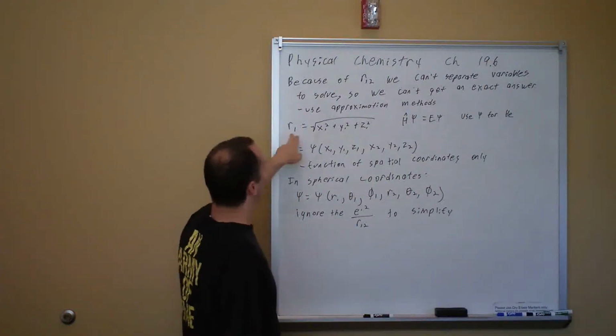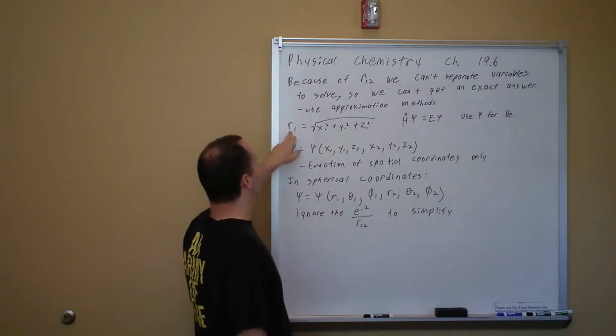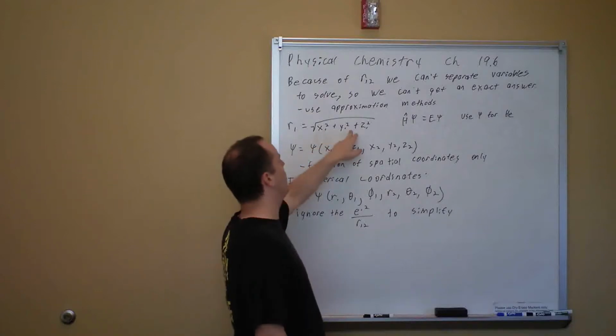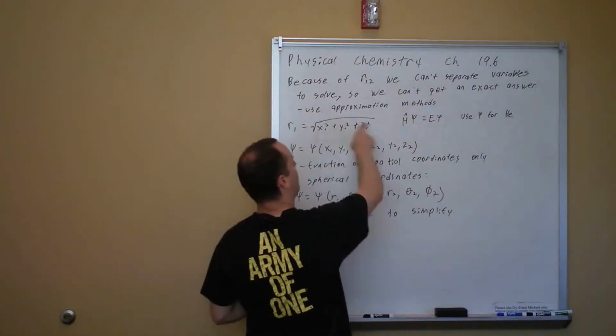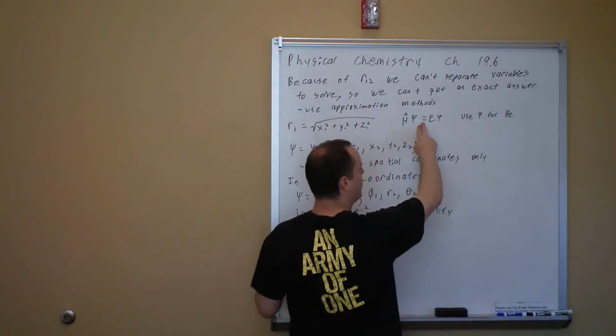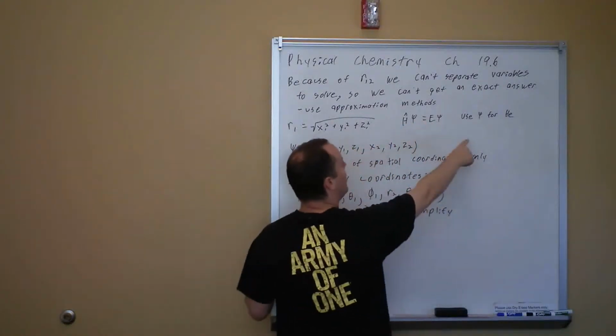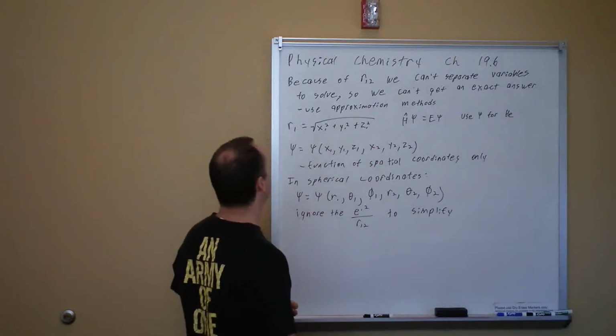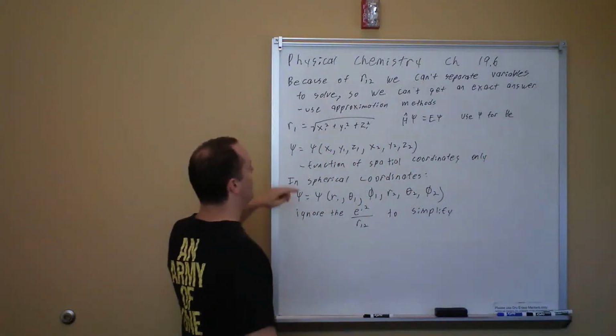Now remember, using the Pythagorean theorem twice, the radius r1 is just equal to the square root of x1 squared plus y1 squared plus z1 squared. Likewise, the Hamiltonian of psi is equal to energy times psi. Remember, though, we're using the psi for helium, not for hydrogen. So if you're going to actually plug it in and get an answer, make sure you pay attention and use the correct psi.